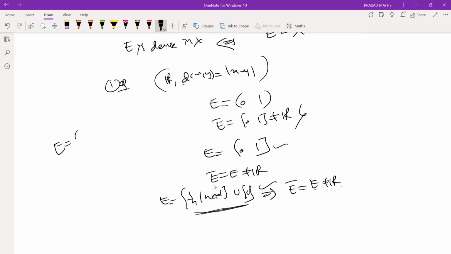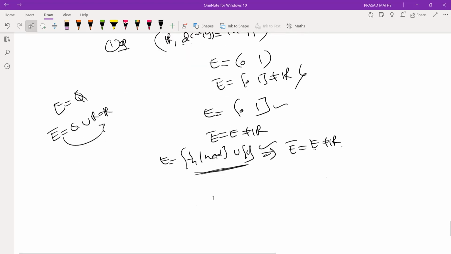Suppose I take E equals Q. Is it dense? Yes, because the closure of E is nothing but E union the derived set of E. That means R. Therefore, the closure of the set is R. That means Q is dense in R. Now, can you give me another example?